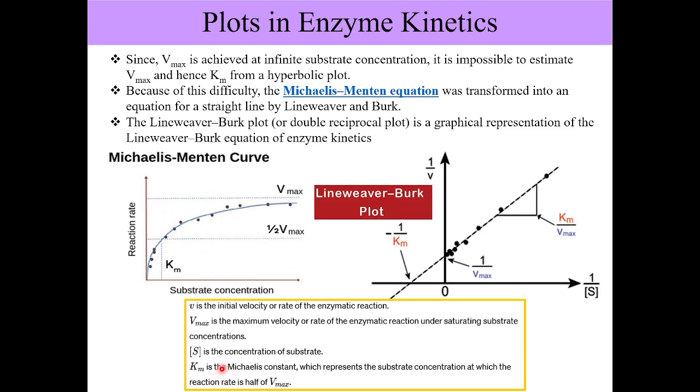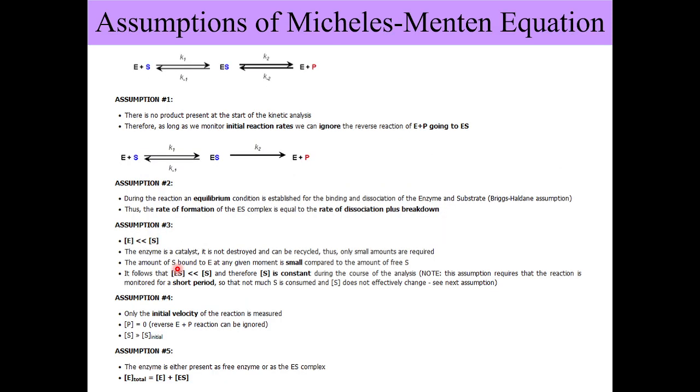Km is the Michaelis constant, which represents the substrate concentration at which the reaction rate is half of Vmax. So this is your Km. This is half of Vmax, and the substrate concentration at which half of Vmax is attained is called the Km. Right? Now there are certain assumptions in the Michaelis-Menten equation.